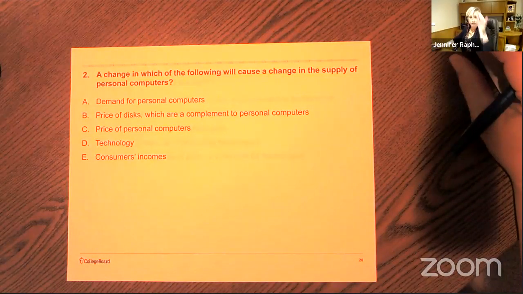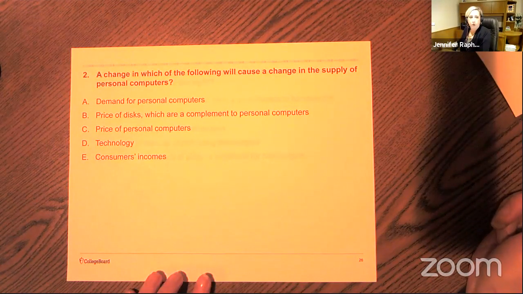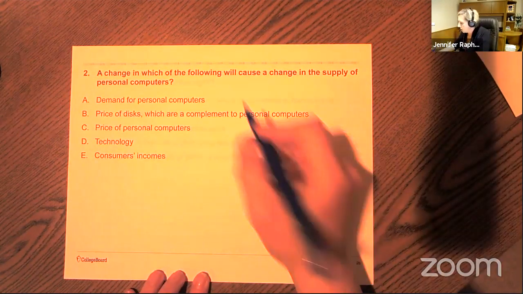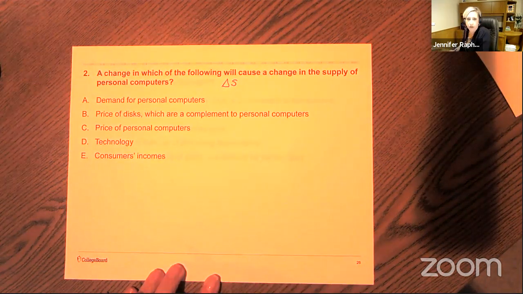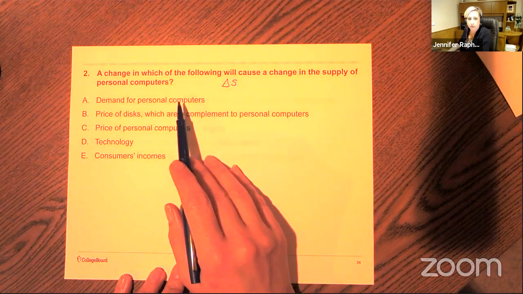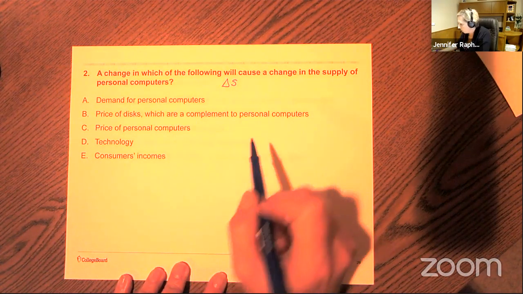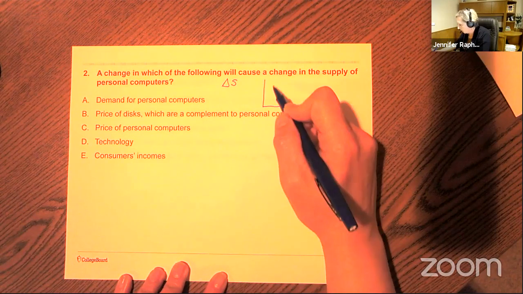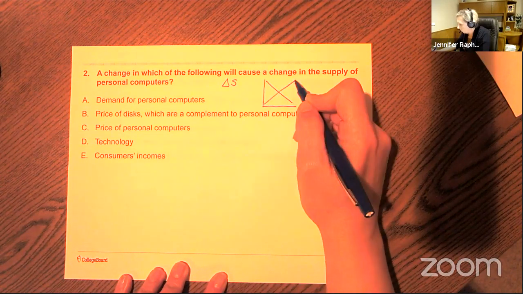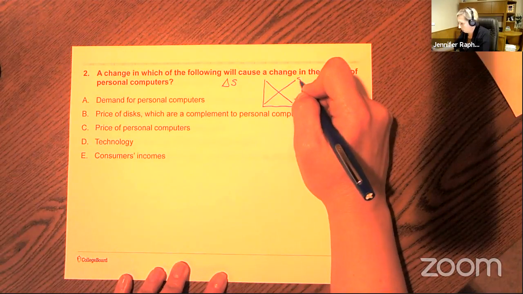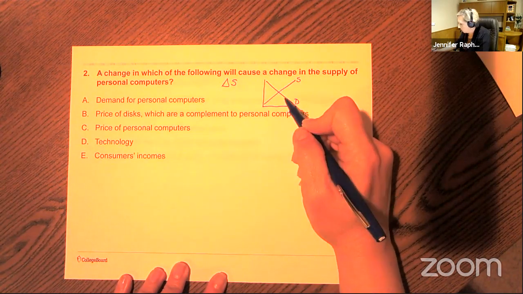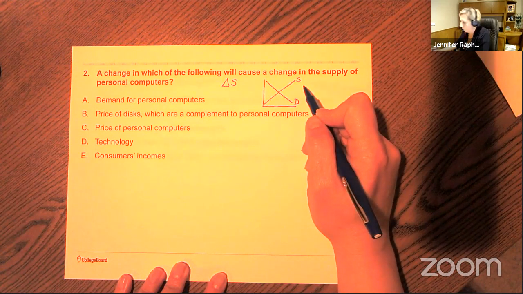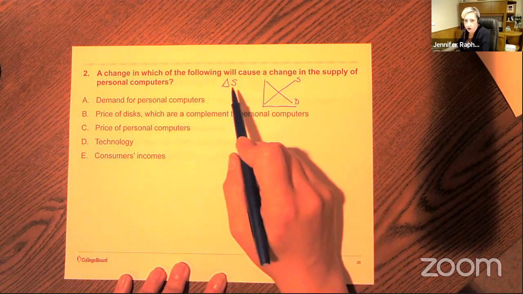Okay, a change in which of the following will cause a change in the supply of personal computers? Well, a change in supply means we are shifting the supply curve. We're either going to increase it or decrease it. So a change in demand for personal computers, well, this is the kind of thing where kids often get a little bit tripped up. We have a demand curve and a supply curve. When we shift the supply curve, we're either shifting it to the left or to the right. So a change in demand is not going to cause a change in supply.